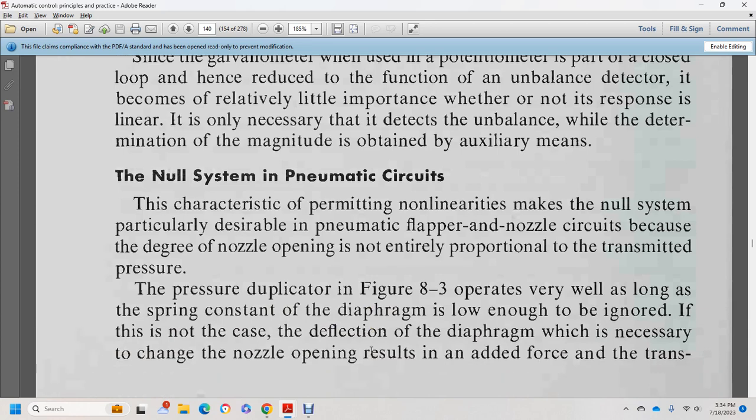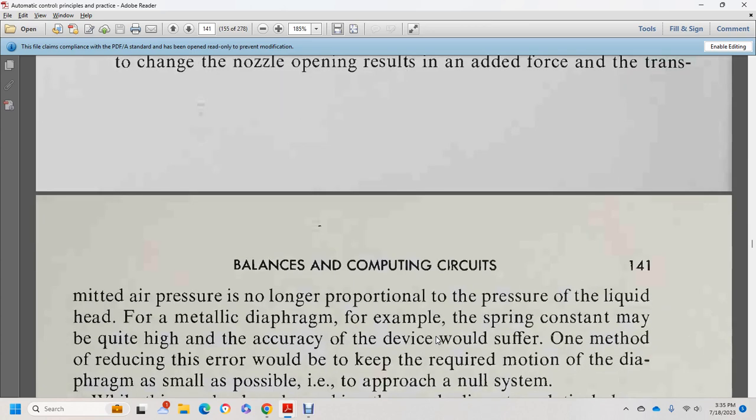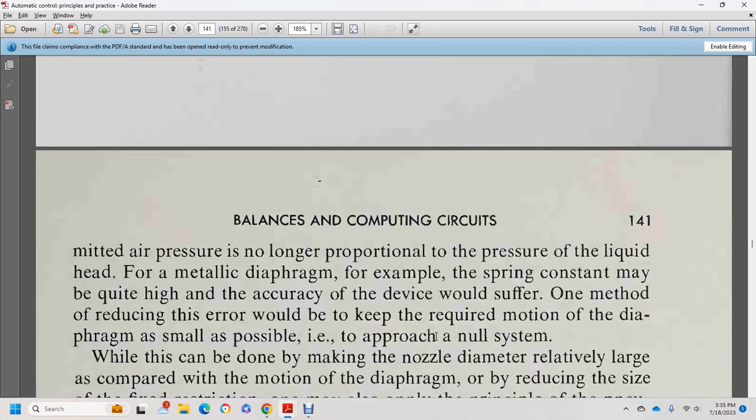The pressure duplicator, figure 8.3, operates very well as long as the spring constant of the diaphragm is low enough to be ignored. If not, the deflection of the diaphragm, which changes the nozzle opening, results in the added force, and the transmitted air pressure is no longer proportional to the pressure of the liquid head with the metallic diaphragm. For example, the spring constant may be high enough that the accuracy of the device would suffer.